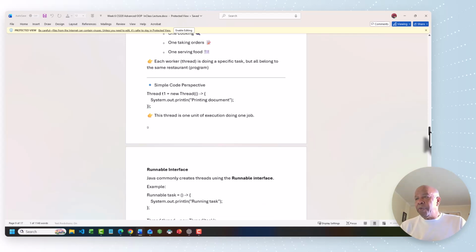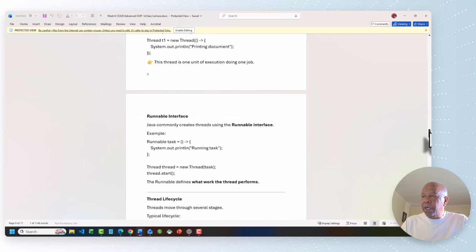Okay, from a simple code perspective, here I'm creating a new thread, T1, and all it's going to do is print a document. This thread is one unit of execution doing one job. We talked about Runnable. Java creates threads using the Runnable interface. That is the Java utility. Runnable says, okay, I want to create multiple runnable tasks that can be run at the same time. So that's how we're defining Runnable for the task.